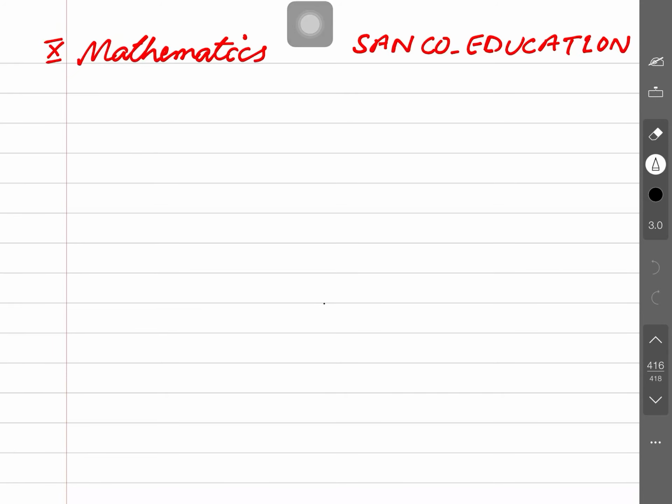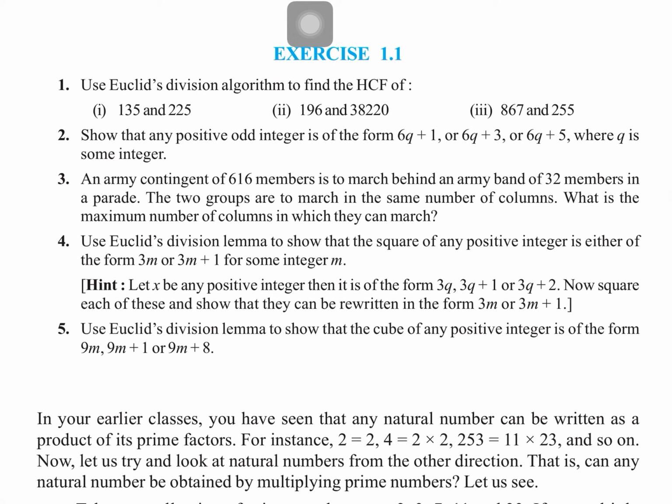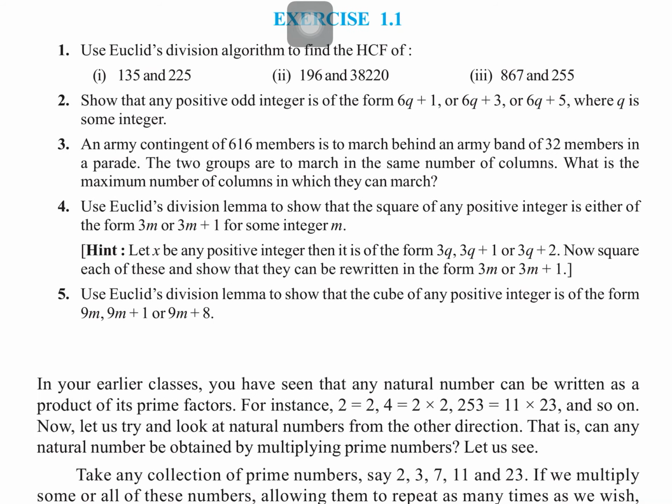Exercise 1.1, question number 1: use Euclid division algorithm to find the HCF of these three pairs. We have solved these in the previous class. The second question: show that any positive odd integer is of the form 6q plus 3. I explained this in the last lecture. Question number 3, an army contingent, I gave as an assignment. Today I am telling the question number 4.